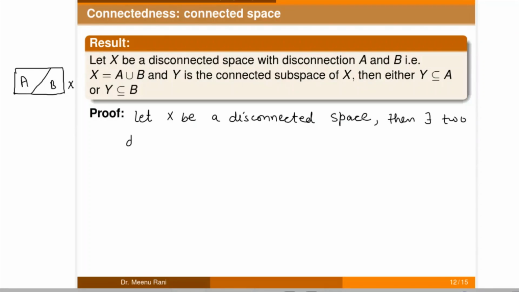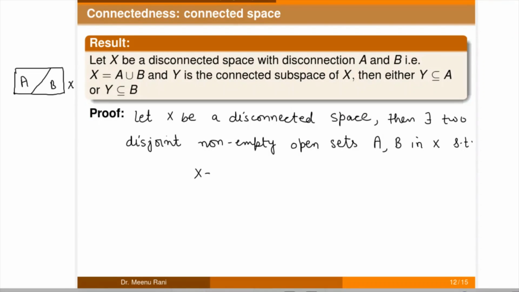Two disjoint non-empty open sets, A and B in X, such that X is equal to the union of these two, and these are disjoint.